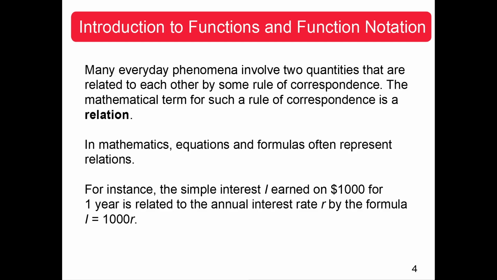Now, we see relations all over the place. When we're dealing with things like equations and formulas, these are some low-level examples of relations. The example they give here is kind of an interesting one. The simple interest earned on $1,000 for 1 year is related to the annual interest rate by the formula I equals 1,000 times R. This is interesting because it also talks about direct correspondence or correlation. In this particular case, the amount of interest we earn is going to be directly proportional to whatever the interest rate is. A higher interest rate will mean more interest, and the opposite is true as well.